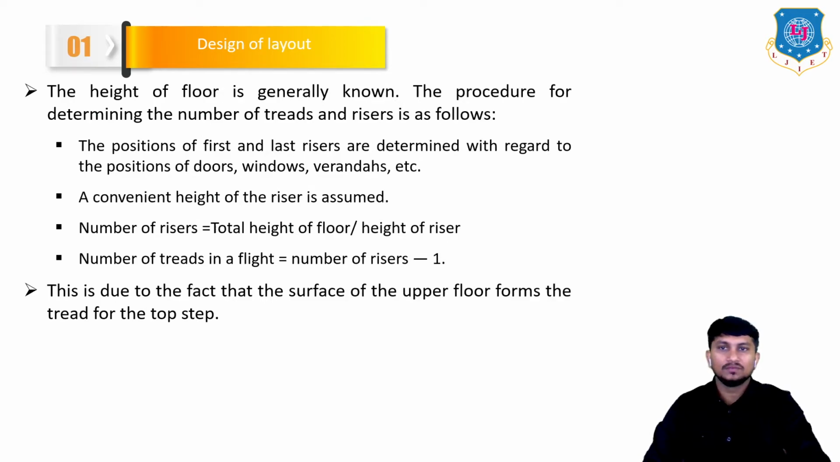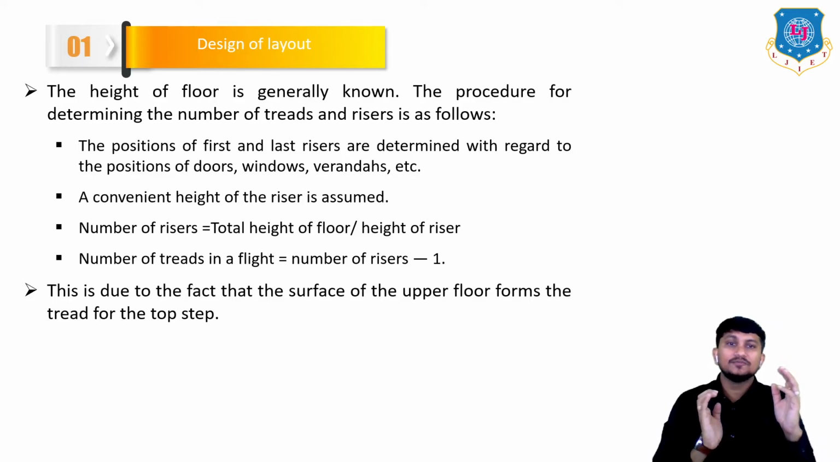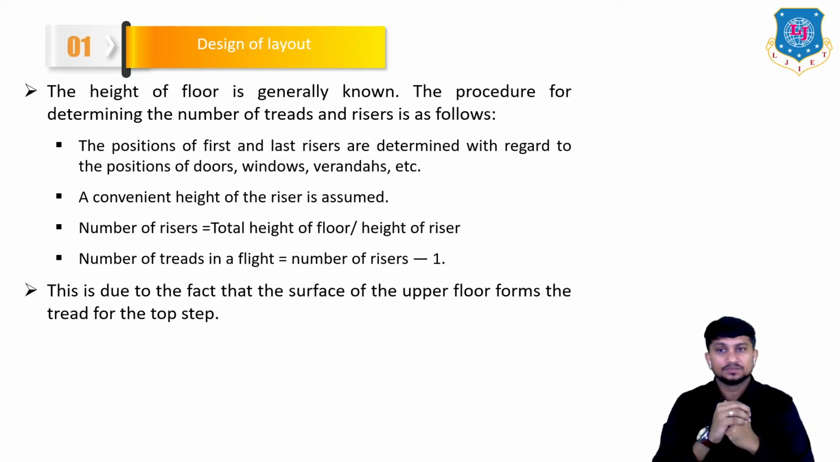First is design of layout. The height of floor is generally known to the user. The procedure for determining the number of treads and risers is as follows. The positions of the first and last riser are determined with regard to the position of doors, windows, veranda, etc. A convenient height of riser is assumed. Then the number of risers should be calculated by the total height of floor divided by the height of riser.